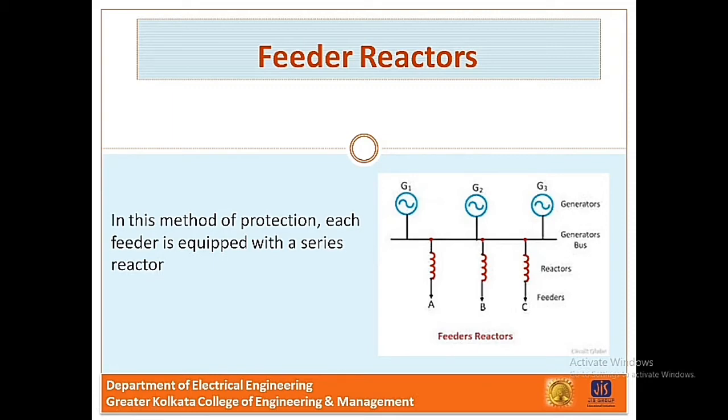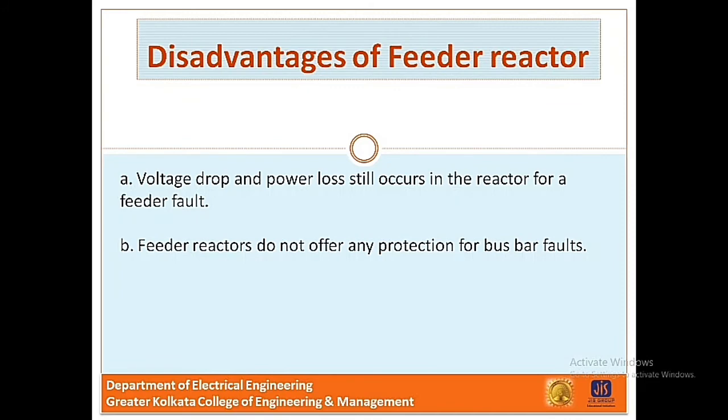Two principal advantages are claimed for the feeder reactor. First, if a fault occurs on any feeder, the voltage drop in its reactor will not affect the busbar voltage, so there is little tendency for the generator to lose synchronism. And the second one is, the fault on a feeder will not affect other feeders, and consequently the effects of the fault are localized. But it also has some disadvantages.